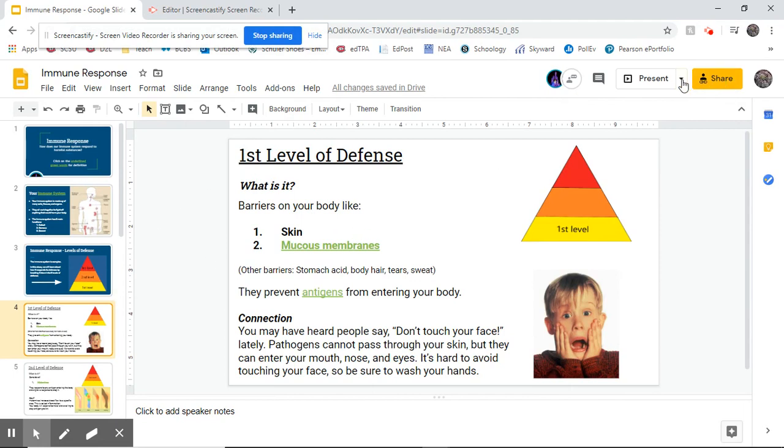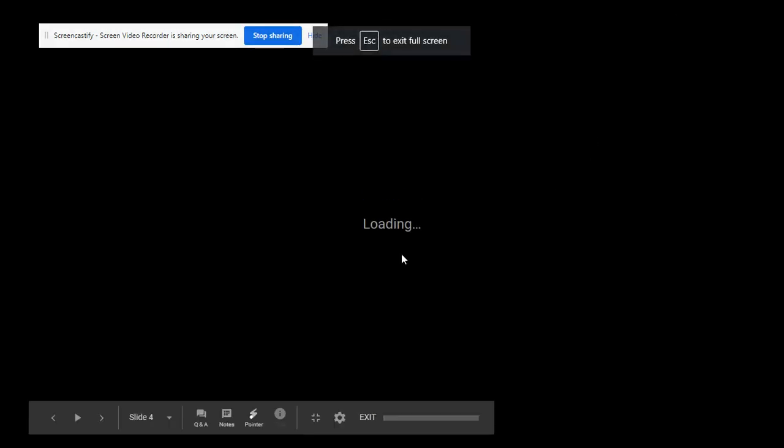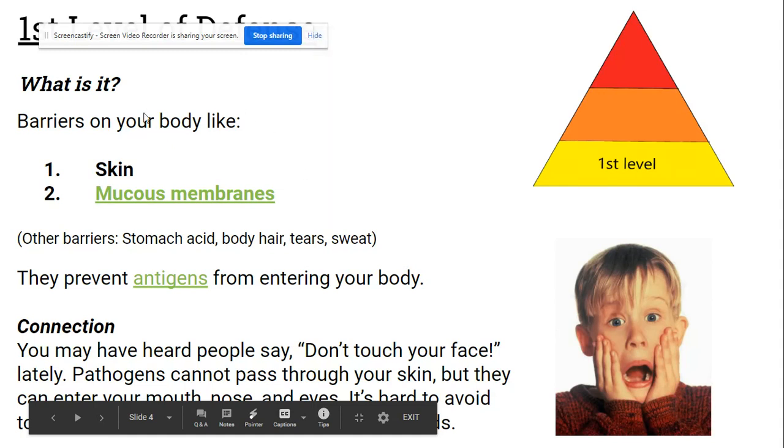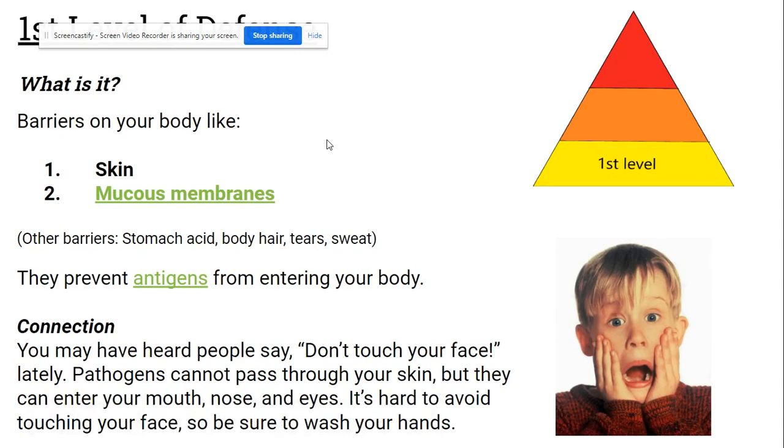All right, so our first level of defense, what is it? Oh, it's barriers on your body, like your skin and your mucous membranes. Some other examples might include your stomach acid and your body hair. A lot of things get caught on your body hair, like your nose hairs. That's why you have nose hairs, to prevent things from going up your nose. And then you also have tears and sweat that flush things out of your body as well. So, what are they doing? They're preventing antigens from entering your body.